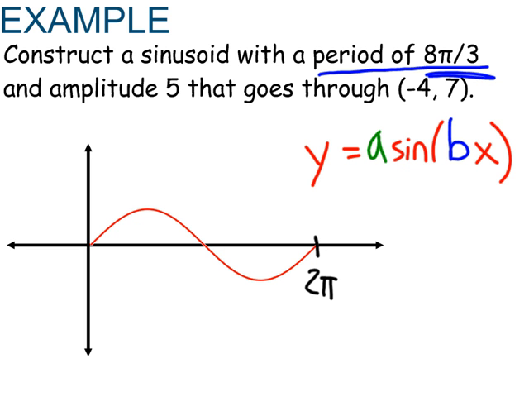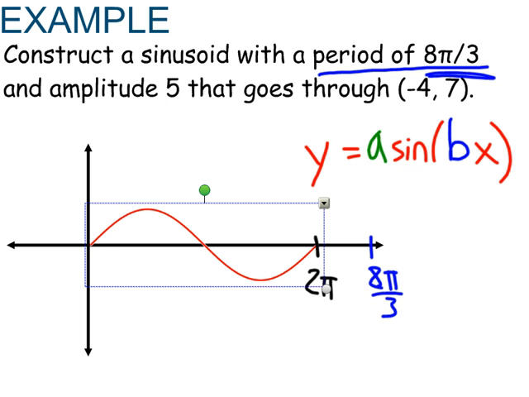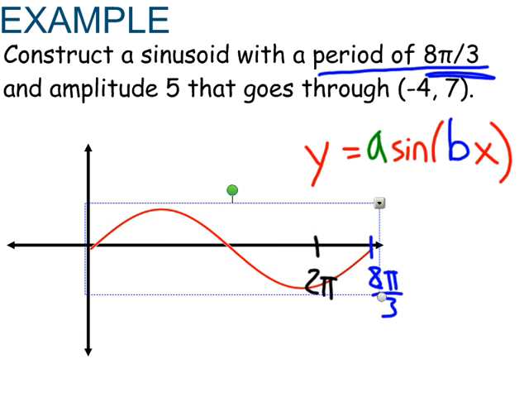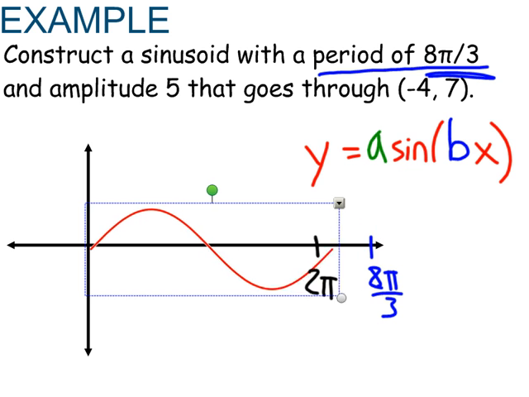Is it a bigger number or is it a smaller number? Well, it's a little bit bigger. It's a fraction of about 2.66, or a decimal of about 2.666 repeating times pi. So I'm going to put 8 pi over 3 right here and recognize visually that I need to take my basic sinusoid and stretch it out horizontally to 8 pi over 3.